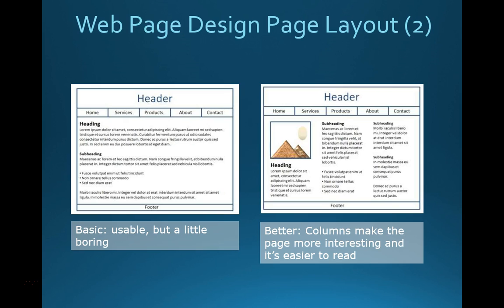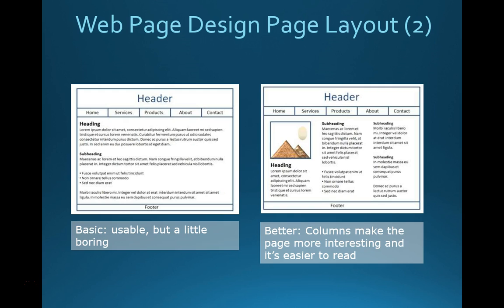So here is what we currently use in our case study for our layout. It's very basic. The header's on top, navigation, then comes the content, and then the footer. It's usable, but not very exciting to us. The next level might be something that's a little bit better. We still have our 4 areas: header, nav, content, and footer. However, the content area has now been broken up into multiple columns and then includes a graphic. A bit more interesting than the first one.